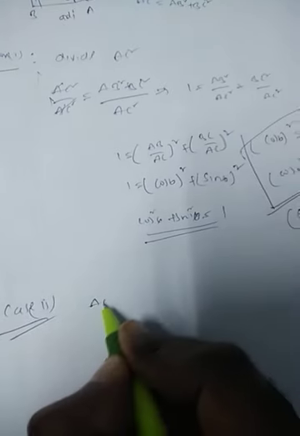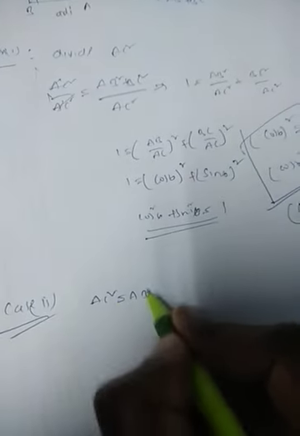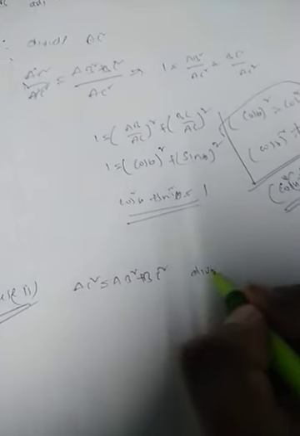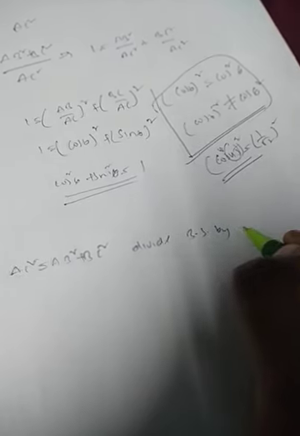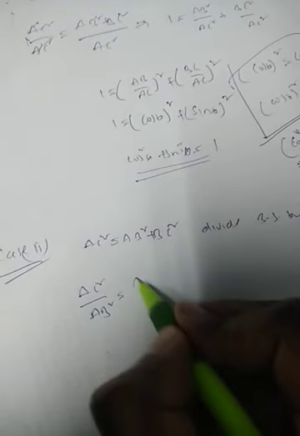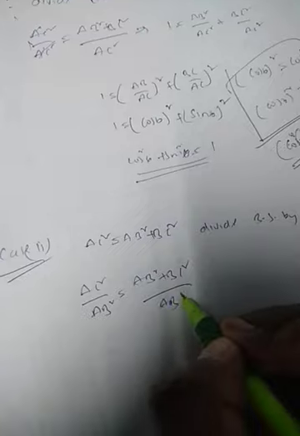Here AC square is equal to AB square plus BC square. I am dividing both sides by AB square, or BC square, anything you can take. AB square let us take. So AC square by AB square is equal to AB square plus BC square by AB square. How can I write this one?